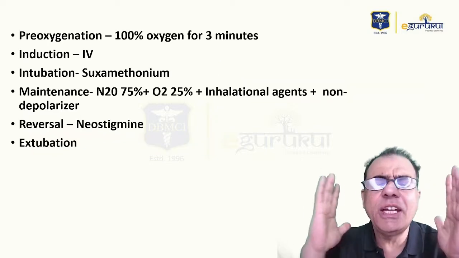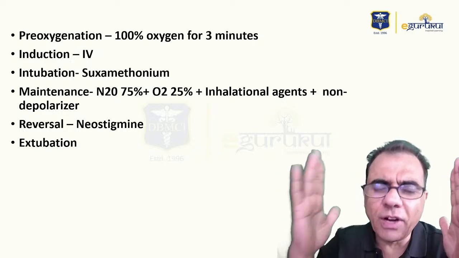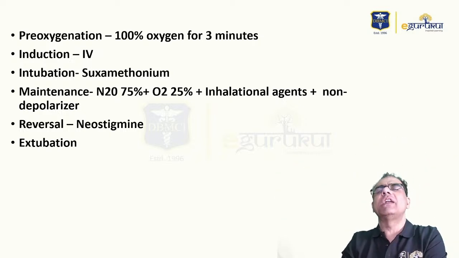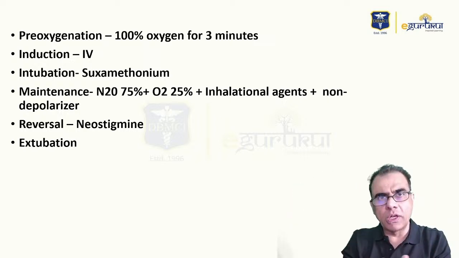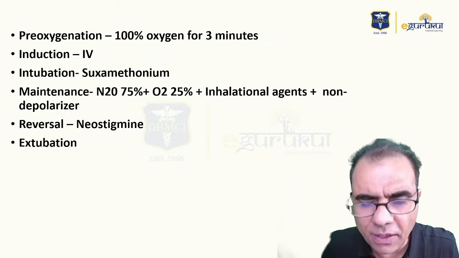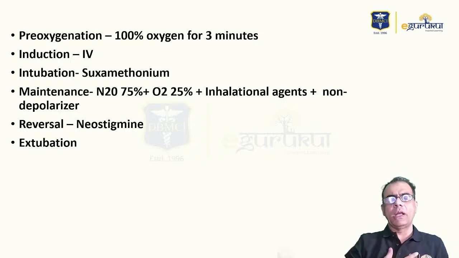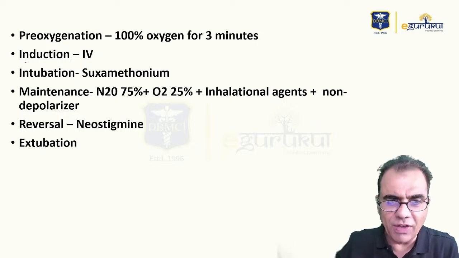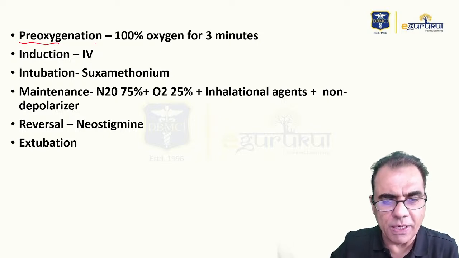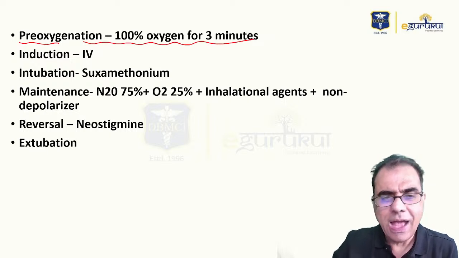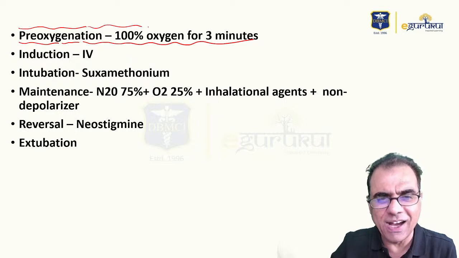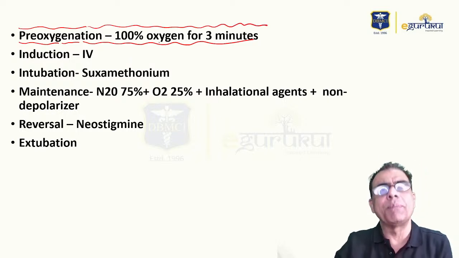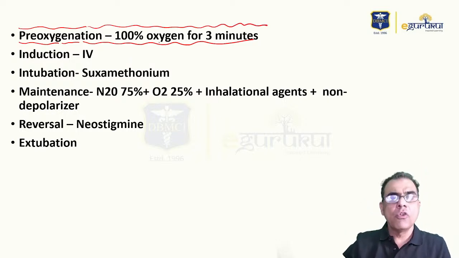Now first we need to understand what we do when we are giving general anesthesia to the patient. The patient will come to the OT and lie on the OT table, and when the patient lies on the OT table, you start giving 100% oxygen for 3 minutes. This is called pre-oxygenation. Before giving anesthesia, we are pre-oxygenating the patient with 100% oxygen for 3 minutes.